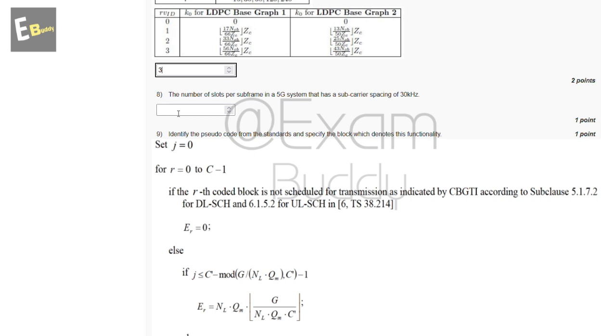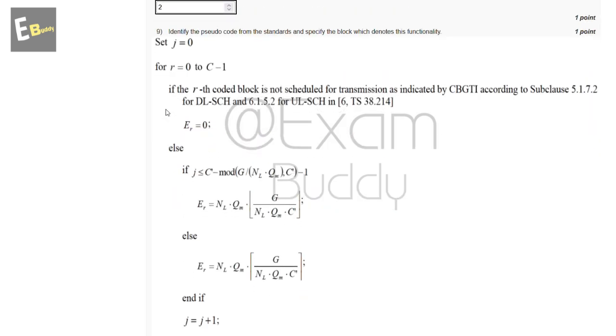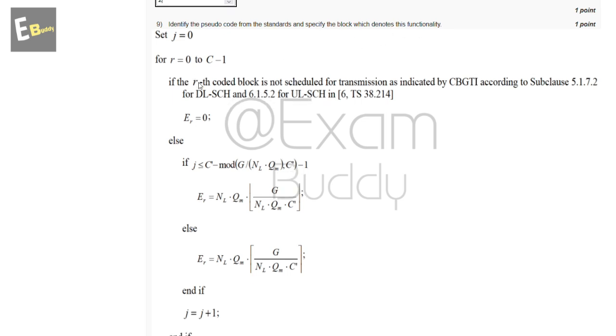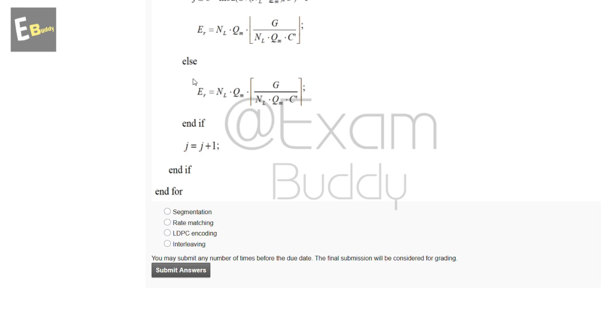Now the eighth question is: what is the number of slots per subframe in a 5G system that has a subcarrier spacing of 30 kilohertz? So the answer of our eighth question is 2. Now our ninth question is: identify the pseudocode from the standard and specify the block which denotes this functionality. So this is a function, and the options of our question 9 are segmentation, rate matching, LDPC encoding, interleaving. So the answer of our ninth question is B, rate matching.